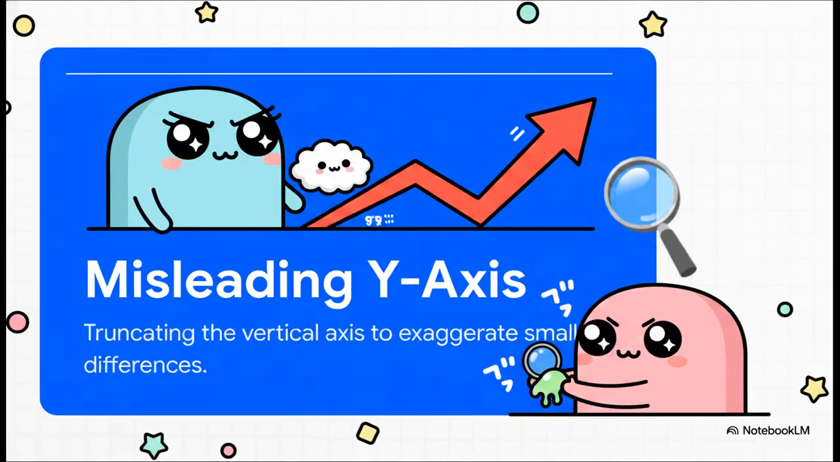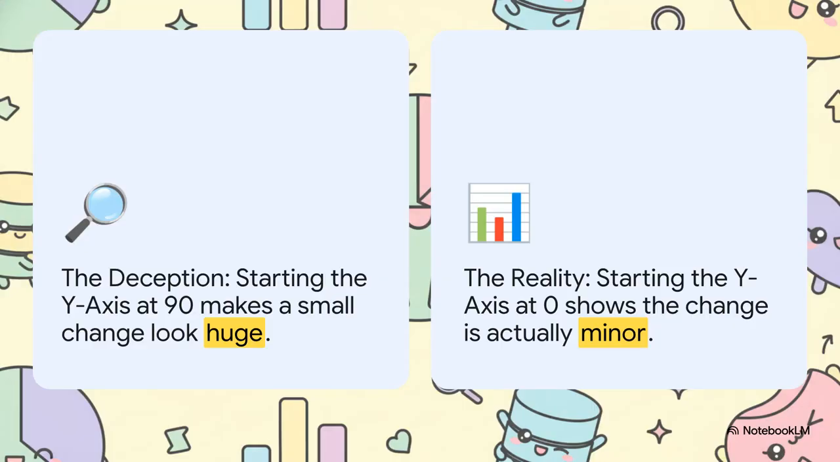Okay, next up is one of the sneakiest, most common tricks in the book, the misleading y-axis. This is where someone messes with the vertical scale on a chart to make tiny, honestly insignificant changes look like these massive, dramatic shifts. And this is where it gets really, really clever, or deceptive. So look at this. By starting the axis way up high, say at 90, a really small change suddenly looks enormous. But the honest version, the one that starts at 0, where it should, shows the change is actually pretty minor.